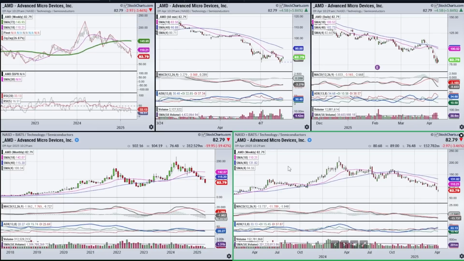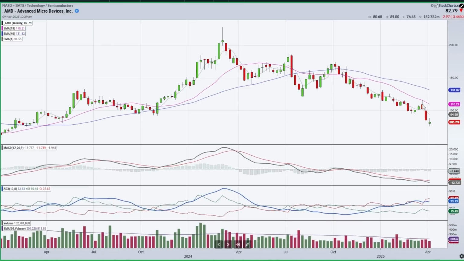All right, let me go through a few requests that came through. So AMD, now this has obviously gotten worse since the request came in last week. But we failed at the 18-week line. You see how we were rallying here? We really need to get back above this 18-week. We've got bearish momentum. The MACD and the ADX are confirming.